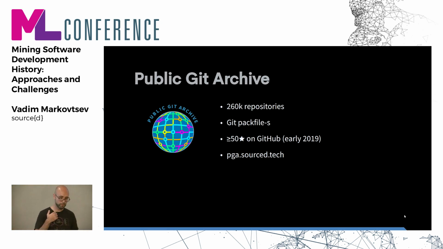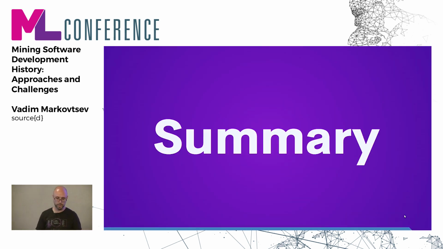This is our approximation of popular source code. We all know that this is not really related to how good the source code itself is, but we had to threshold. We could not clone all 90 million of GitHub repositories. It's too much for us. So you can go to PGA source tech and download this data set and again play with it. There is a paper about it as well. So I'm passing over to the summary, and I think it's good timing.